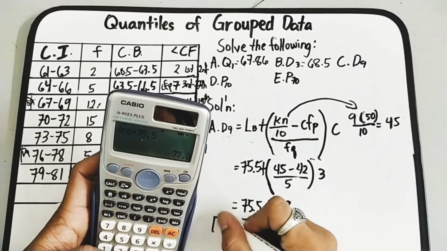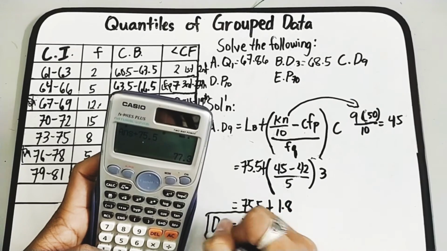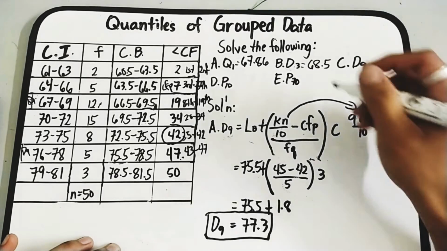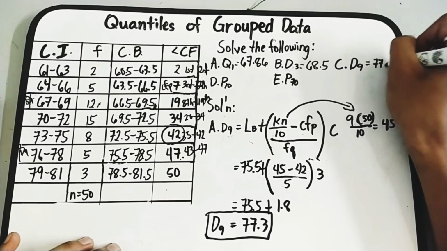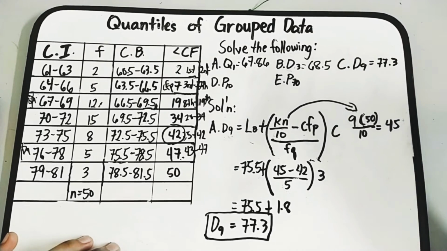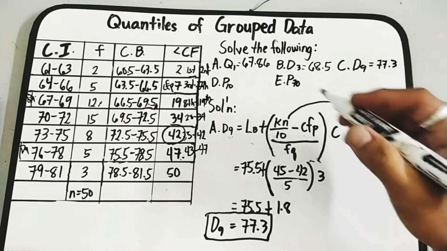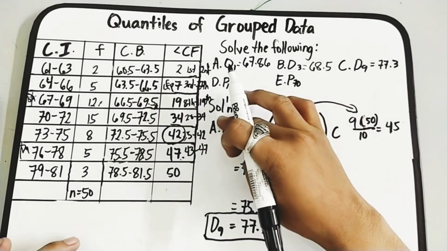So, this is our decile 9. Always, the first thing to get is the position of the score, where it is in the distribution. Next, we have decile 9 equals 77.3. Ayan, ganyan siya. And next, let us find the percentile 10 and then the percentile 70.